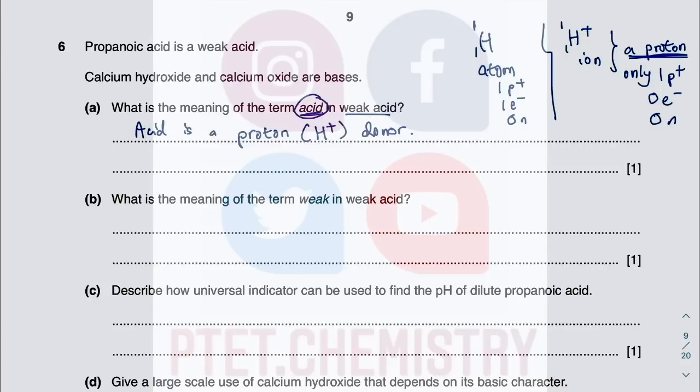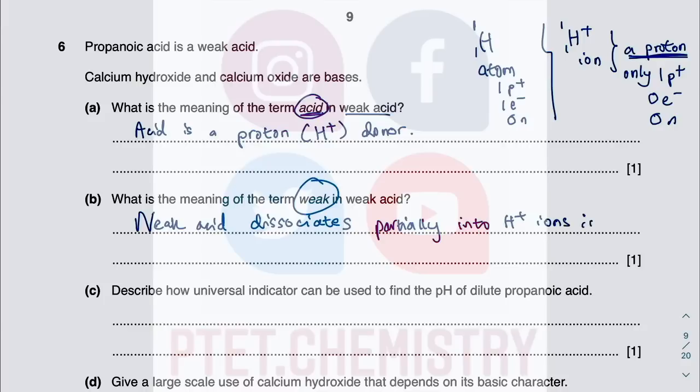All right, now what is meant by weak? A weak acid dissociates, you've got to know the English word very well, partially into H plus ions in water, whereas a strong acid obviously dissociates fully.